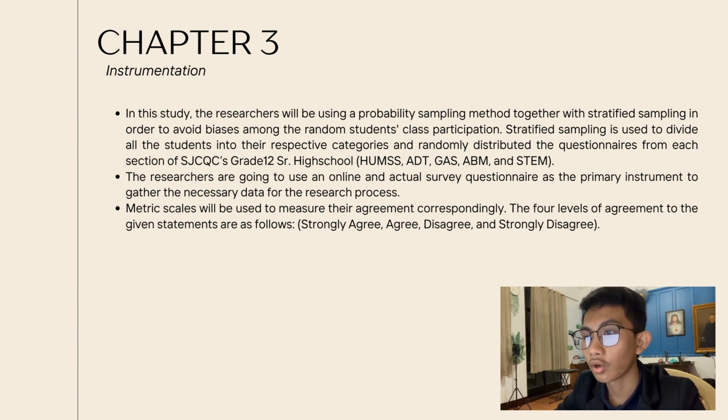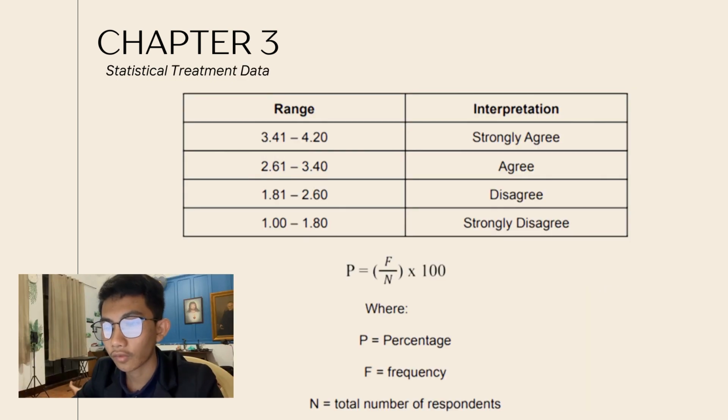The researchers are going to use an online and actual survey questionnaire as the primary instrument to gather the necessary data for the research process, as it is the most convenient and accessible. A metric scale will be used to measure their agreement correspondingly. The four levels of agreement to the given statements are as follows: strongly agree, agree, disagree, and strongly disagree. Given the nature of this study, the researchers have chosen to collect data through the use of a questionnaire.